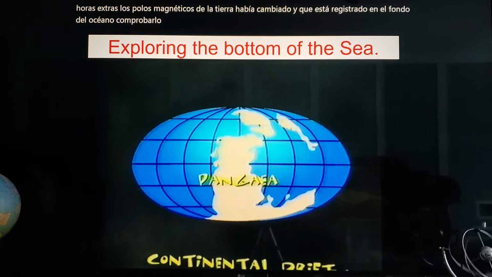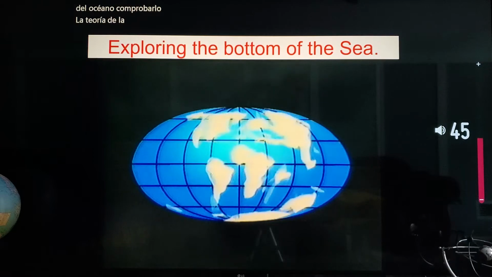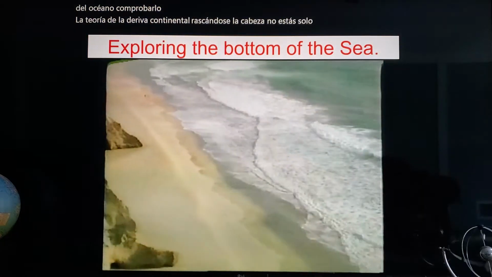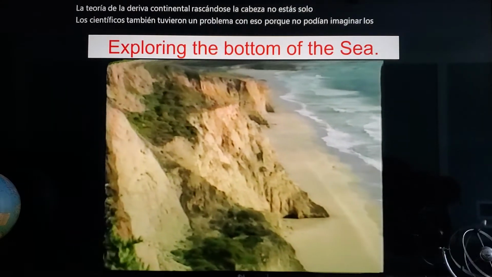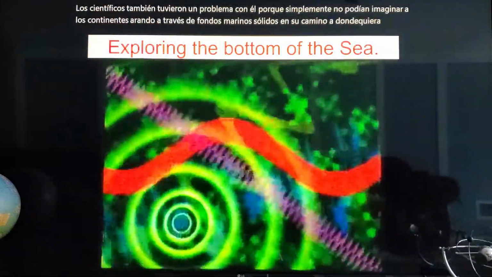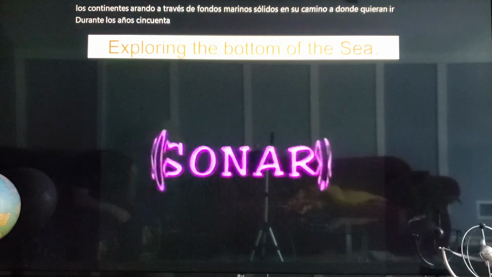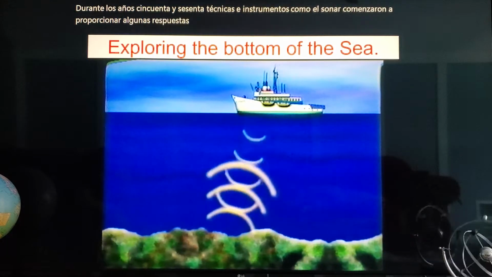If the continental drift theory leaves you scratching your head, you're not alone. Scientists had a problem with it too, because they just couldn't imagine the continents plowing through solid ocean floor on their way to wherever they were going. Then, during the 50s and 60s, new techniques and instruments, like sonar, began to provide some answers about the constantly changing landscape of the ocean floor.